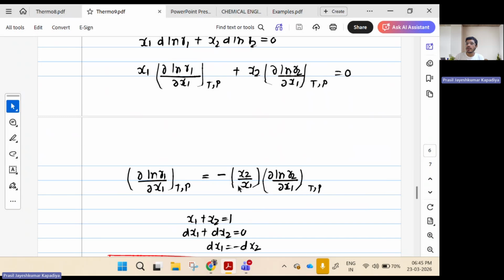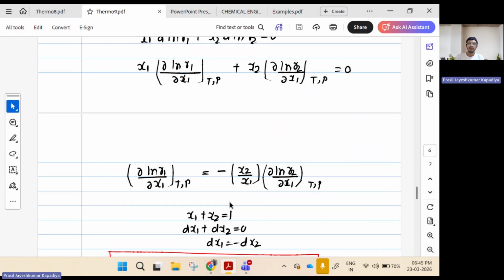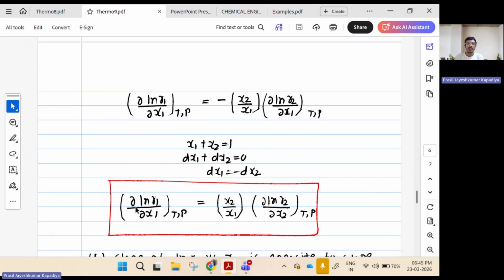Now I know that x1 and x2 are not independent. If I fix x1, x2 is automatically fixed. So x1 plus x2 is equal to 1. We know that constraint, so dx1 plus dx2 will be equal to 0, and I can say that dx1 is the negative of dx2. So I can replace dx1 with negative dx2, and I'm left with del ln gamma 1 by del x1 at constant temperature and pressure is equal to x2 by x1 del ln gamma 2 by del x2 at constant temperature and pressure.